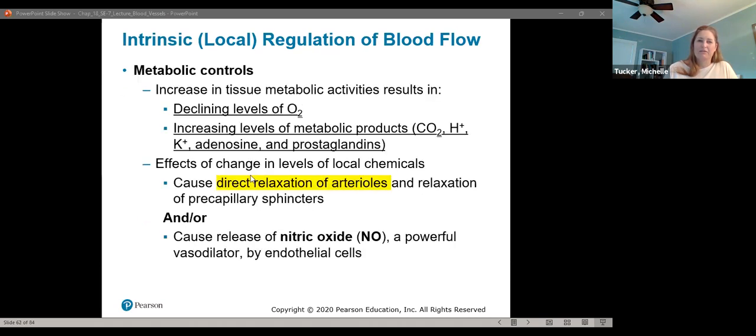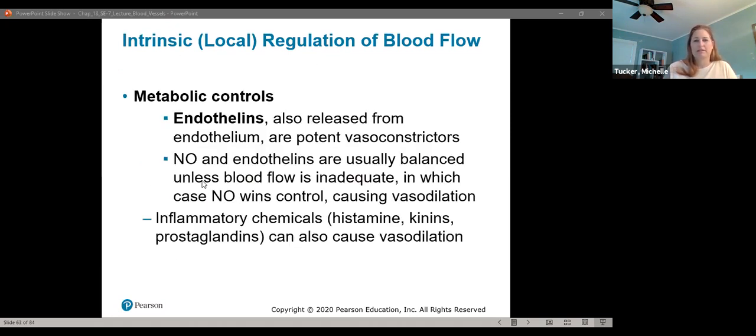For metabolic controls, I am more concerned with this slide. What they are: declining O2 and increasing these, and then their effects. So this slide is important. This one is more informational, just that it's balanced. We have vasoconstrictors as well.